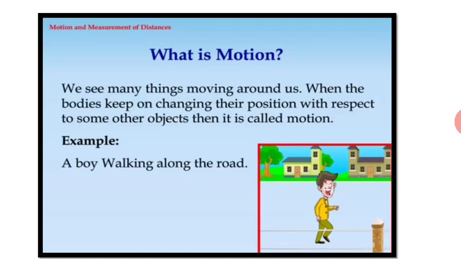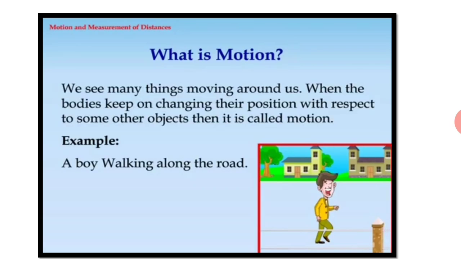Till now we have understood how distance is measured. Now we will talk about how we see many things around us moving. A fan is moving, you will see a butterfly fluttering, you will see a dog moving, your hand is moving, a small baby is moving, a fish is moving in the water, everything is moving. Which means all the things you can see around you are moving. We see many things moving around us when bodies keep on changing their position with respect to some other object. That is called motion.